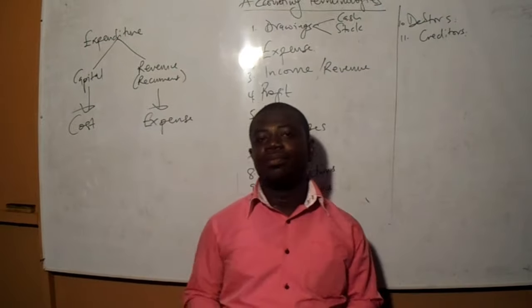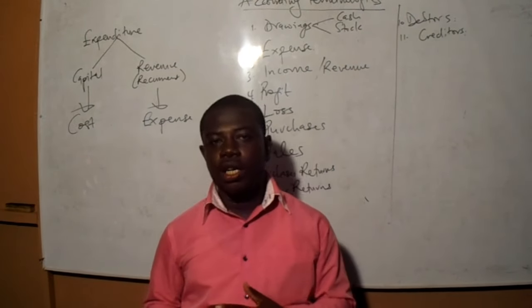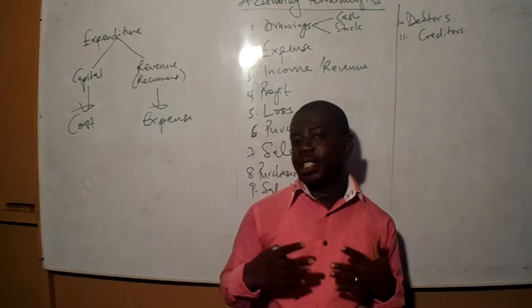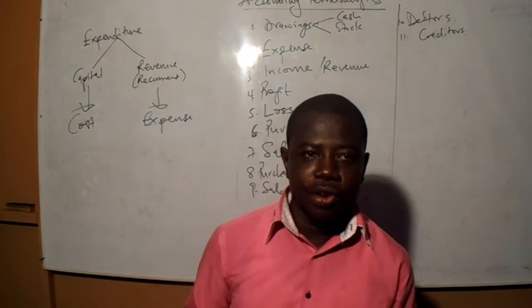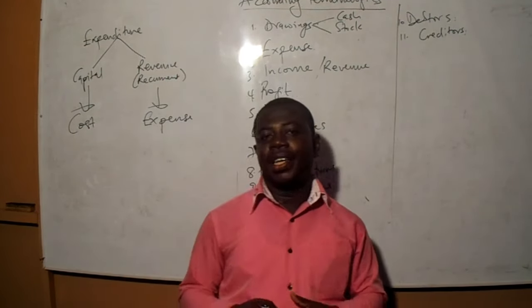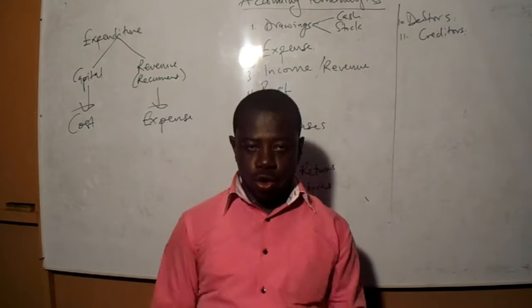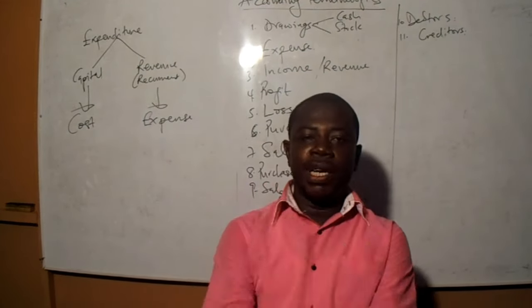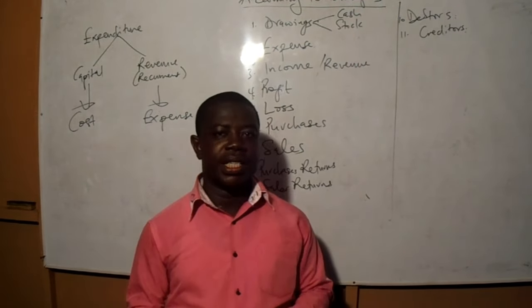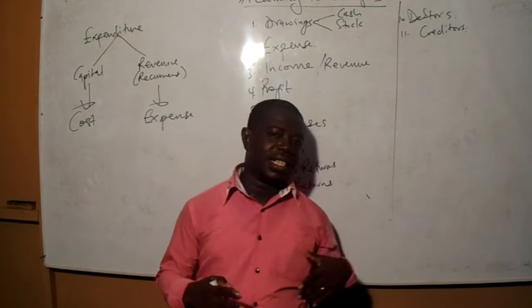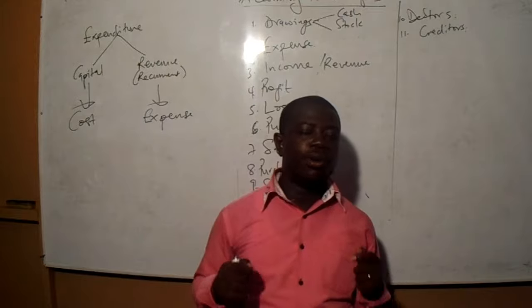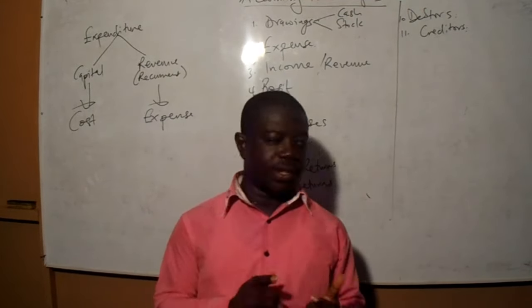Now, who is a debtor? A debtor is someone who owes the business, regardless of whatever means the person owes, whether the person bought goods on credit or somehow. Once the person owes the business, the person is a debtor. And a creditor is someone that the business owes. So the business has an obligation to the creditor, and the debtor has an obligation to the business. Both the debtor and creditors are persons or business organizations. A debtor or a creditor will either be a human being or a business organization.